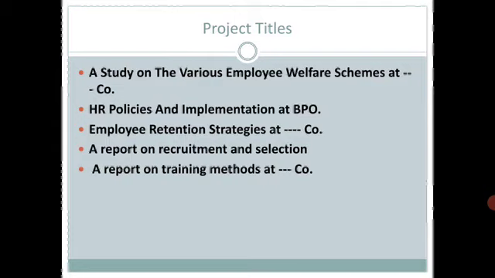Whenever you are giving viva, first, what are you supposed to do? You are supposed to introduce yourself. Means you are supposed to give your introduction.